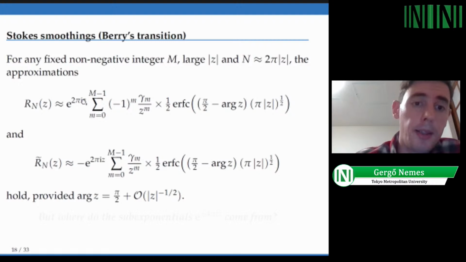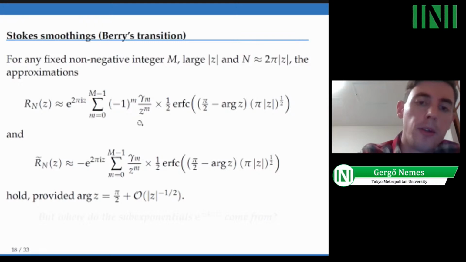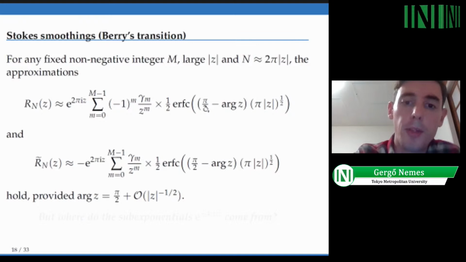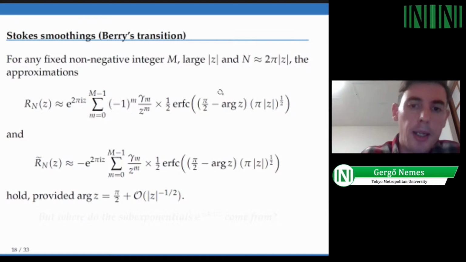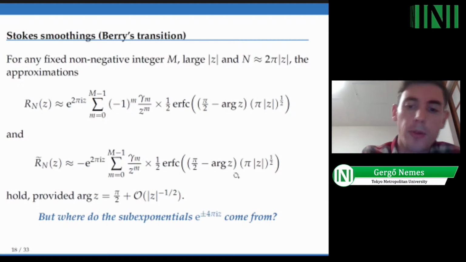So we see that the dominant exponentials, the sub-exponentials multiplied by the first few terms of the asymptotic expansion, are switched on by the complementary error function according to Berry's law, again in this narrow parabolic shaped region around the Stokes ray. So these exponentials follow Berry's rule, but where do the next sub-exponentials, e to the plus minus 4 pi i z, come from?